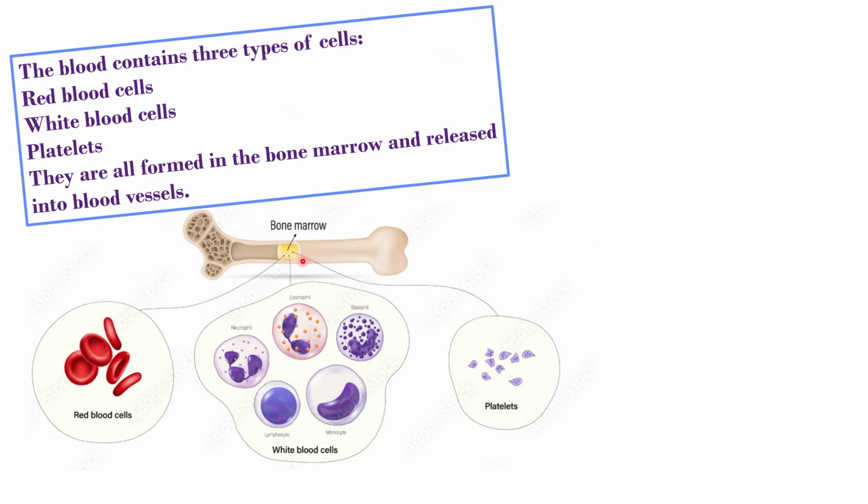The bone is hollow from inside. Inside there is a fatty substance called bone marrow, where the blood cells are made. They are then released into blood vessels present in the bones, and they go into the circulation.